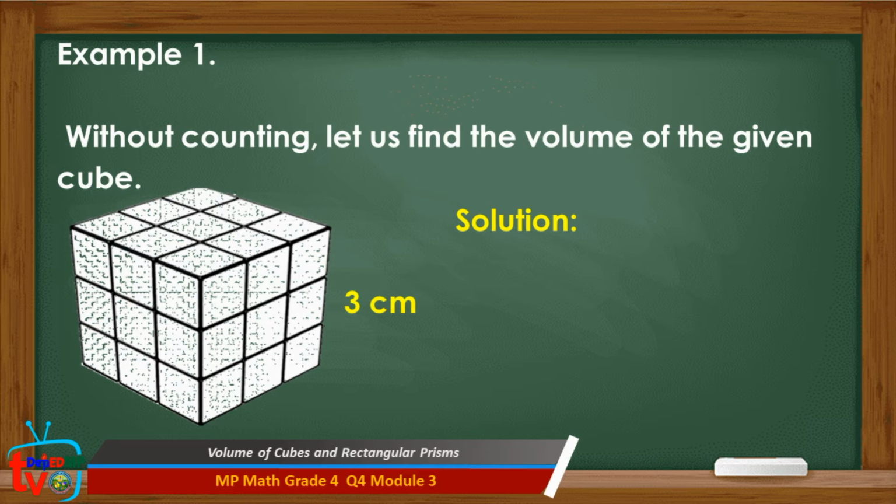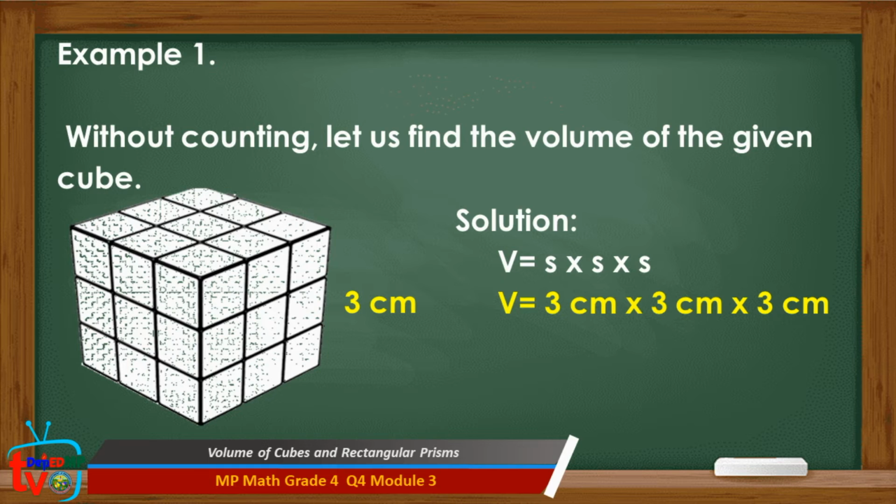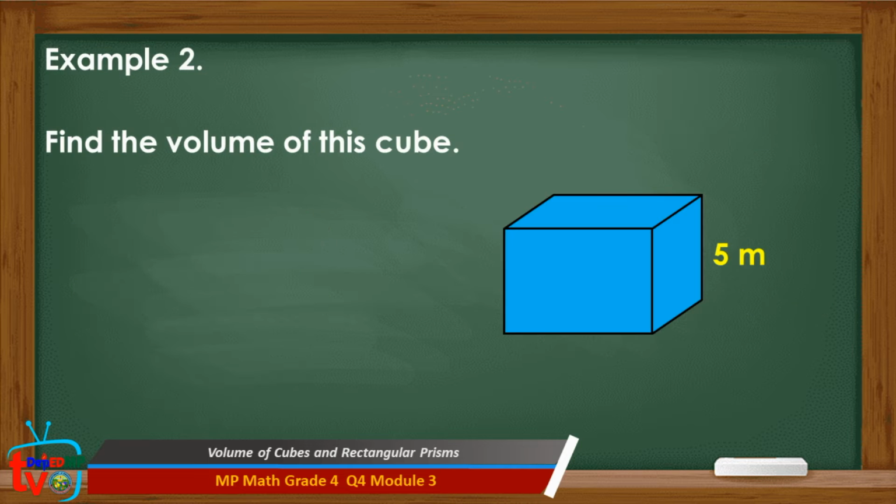Example 1. Without counting, let us find the volume of the given cube. Solution. We use the formula volume is equal to side times side times side. Substitute the formula with the given value. So volume is equal to 3 centimeters times 3 centimeters times 3 centimeters. So volume is equal to 27 cubic centimeters.